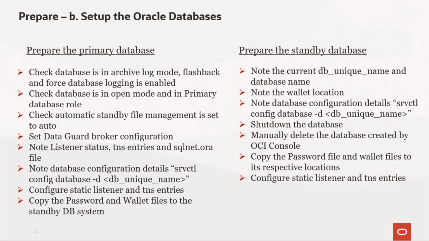To prepare the primary database, here are the steps that you'll need to consider. Ensure that the database is in archive mode, and that flashback and force logging are enabled. Most importantly, the database should be open and in primary role. The automatic standby file management should be set to auto, and then set the broker parameters.